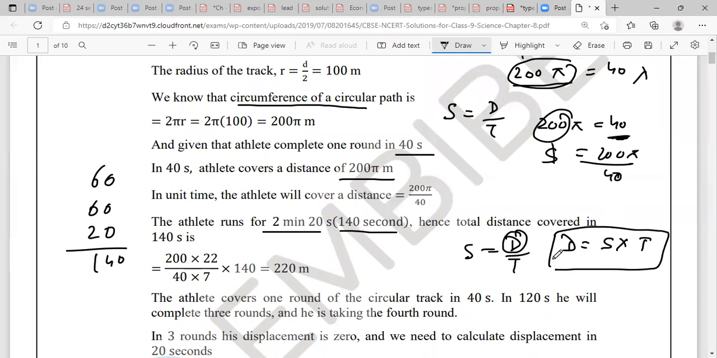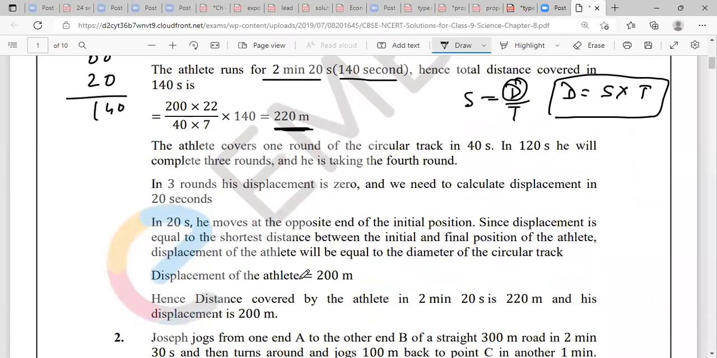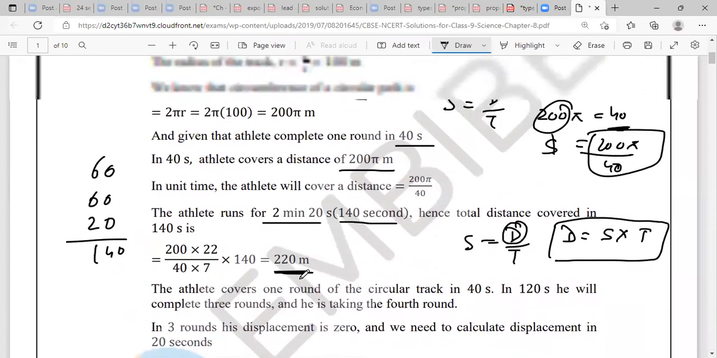Yes or no? Yes, ma'am. Speed you already know, it is this. And time you already know, it is 140. So you will get the distance. Clear? Yes, ma'am. And this is your distance.